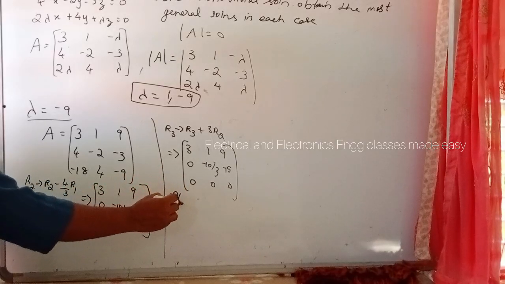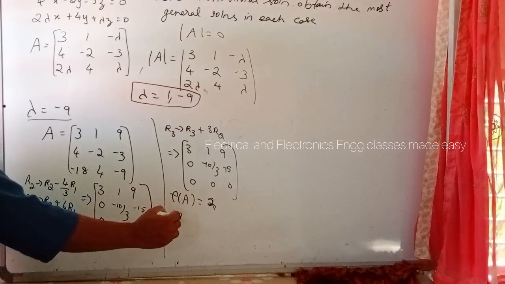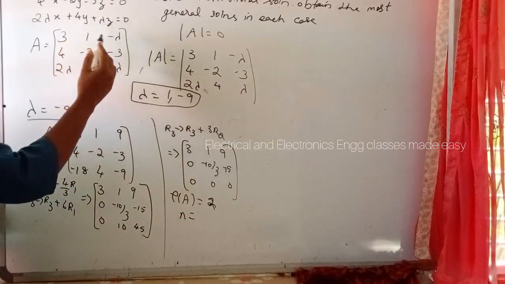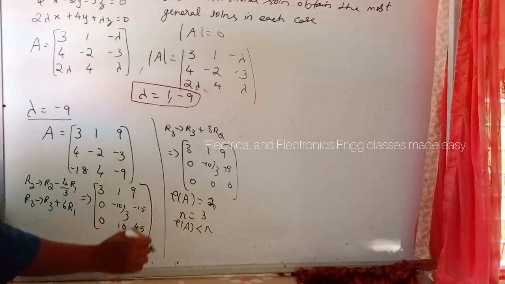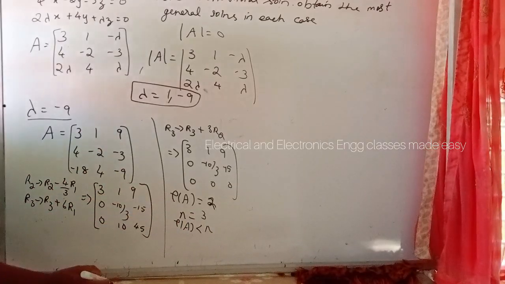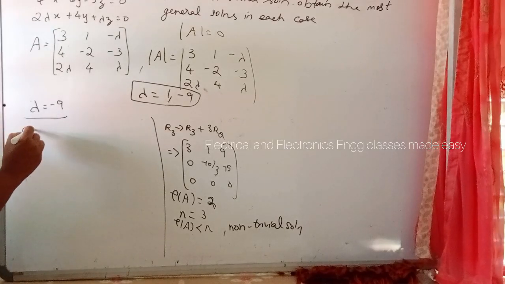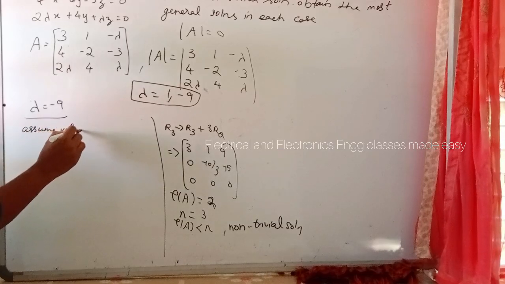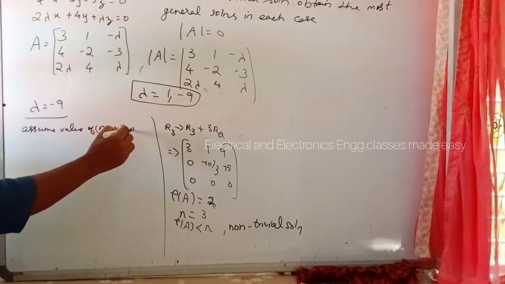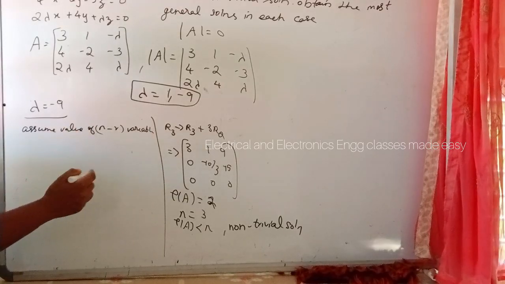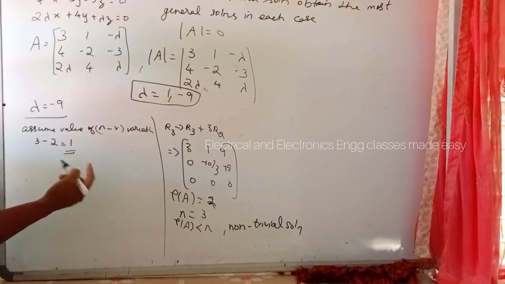So here rank of A is equal to the number of non-zero rows, which is 2, and the number of unknowns equal to x, y, z, that is 3. So rank of A is less than the number of unknowns. So non-trivial solution. So to find the solution, let us assume value of n minus r variables. So here n minus r is 3 minus 2, that is we have to assume value for one variable.